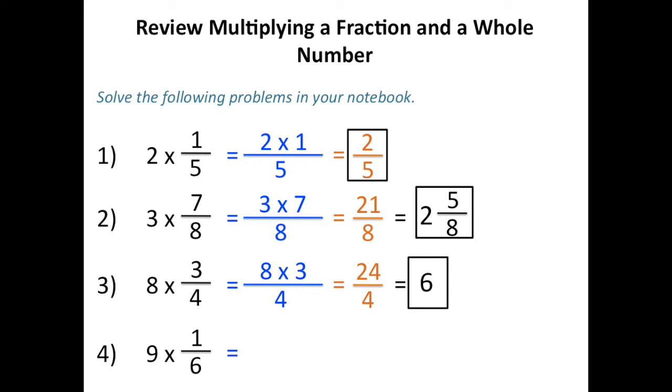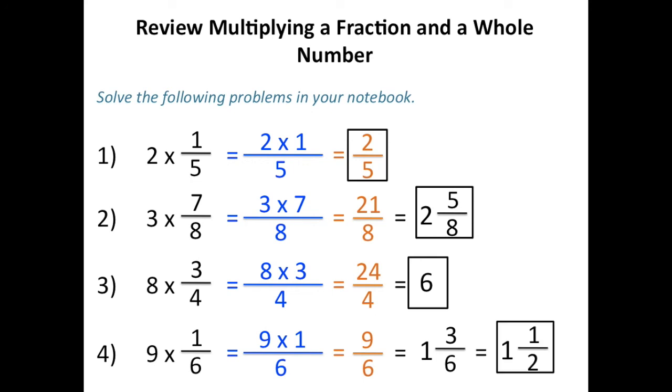Last one, 9 times 1/6. I'm going to multiply my numerators, 9 times 1. I have 6 in my denominator, and now I'm going to solve. I end up with 9/6, which needs to be turned into a mixed number, which is 1 and 3/6. I'm not done yet because 3 and 6 have a common factor of 3. I'll divide my numerator and denominator by 3 and get 1/2.